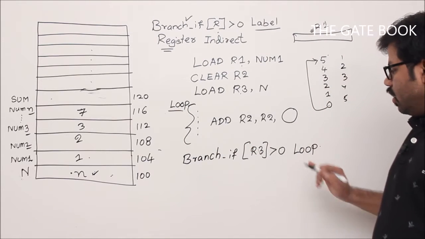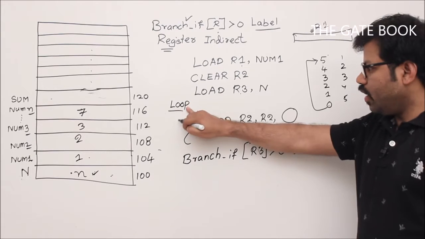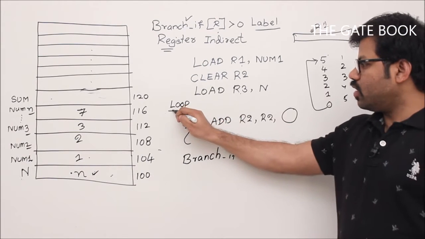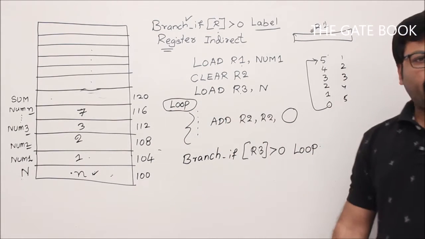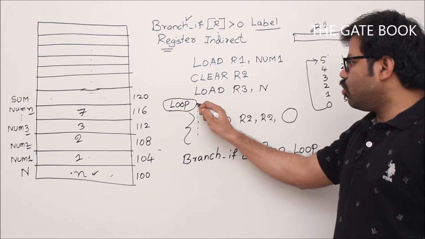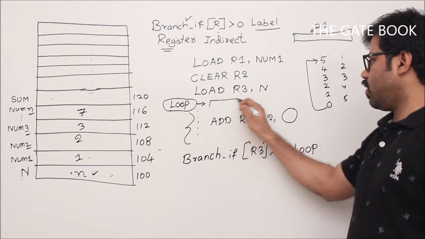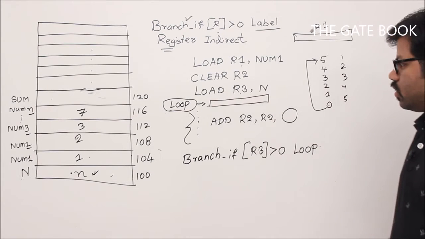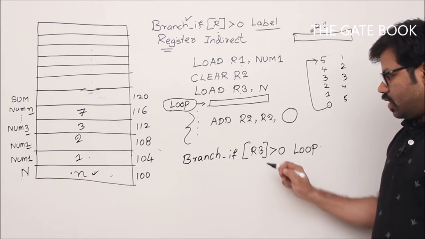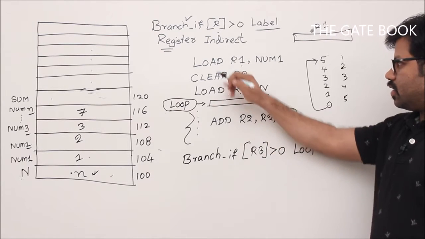Now remember one thing, we are writing loop, but don't worry, the assembler will convert this loop to one memory address. That you will understand slowly. At this moment, loop is pointing to one instruction. Okay, here we have to write an instruction. So what happens is, first of all, we will start like this.